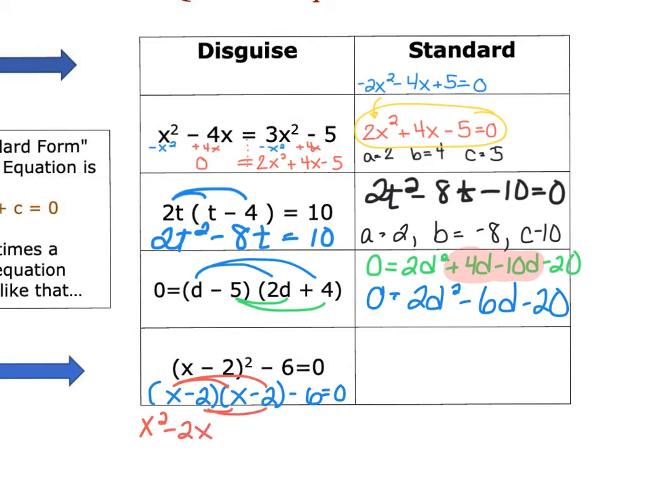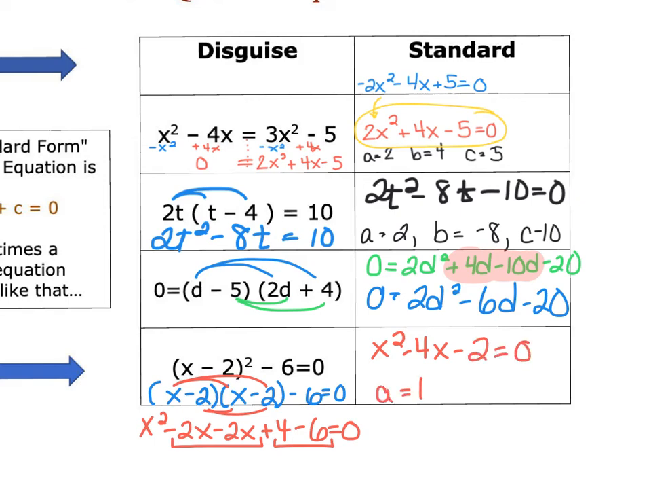Now I need to distribute this negative 2, so it's minus 2x plus 4, because a negative 2 times negative 2 is a positive. And then minus 6 equals 0, so I'm going to combine these like terms here, and that gives me x squared minus 4x minus 2 equals 0. It's in standard form. My values of a are 1, b is negative 4, and c is negative 2.